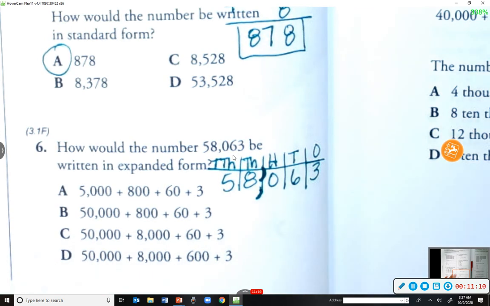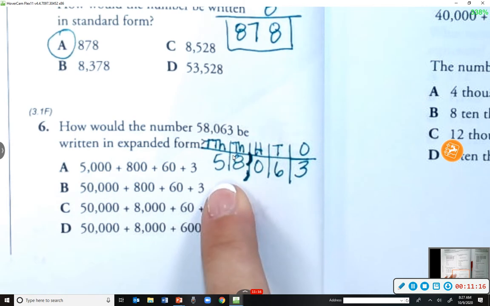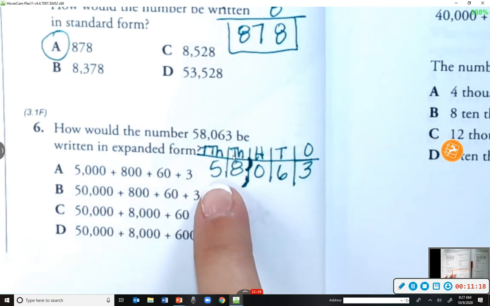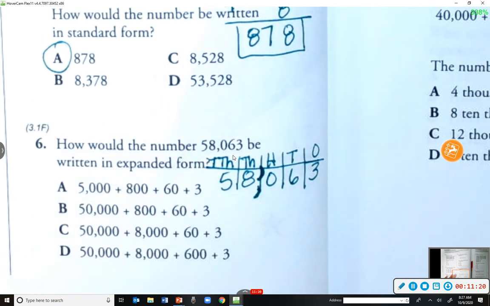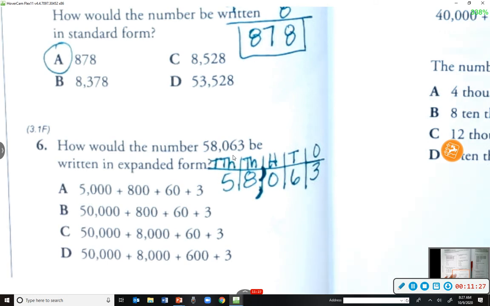That's funny. Okay, so now we need to look at the first digit and expand it. So it's in the 10,000s place. So 5 10,000s. Let's think about that. What would that be worth? 10,000. So if I hand you a $10,000 bill, that's worth 10,000, right? But what if I give you 2 of them? That's worth how much?